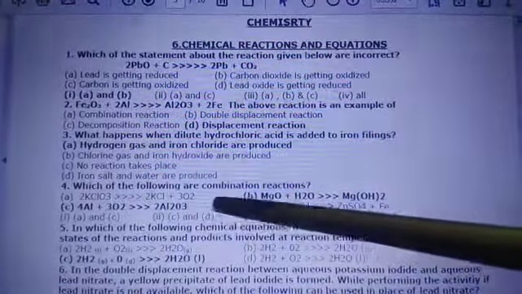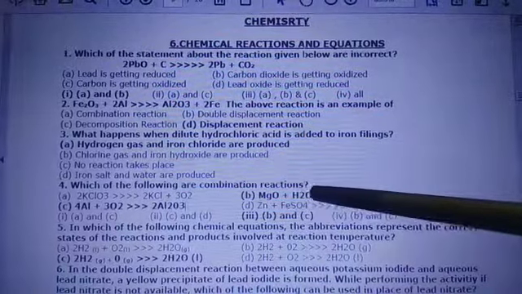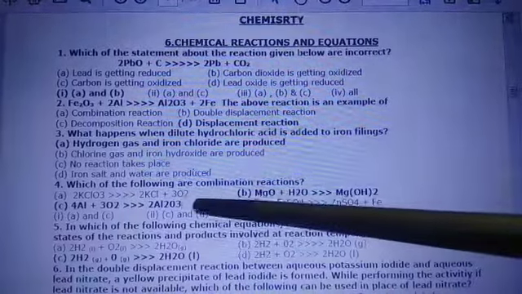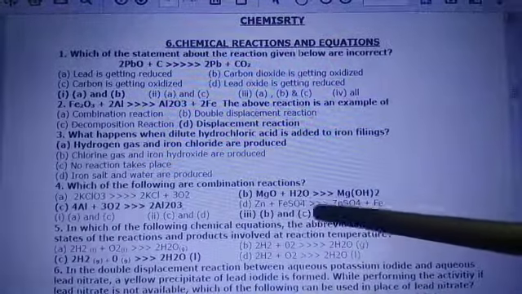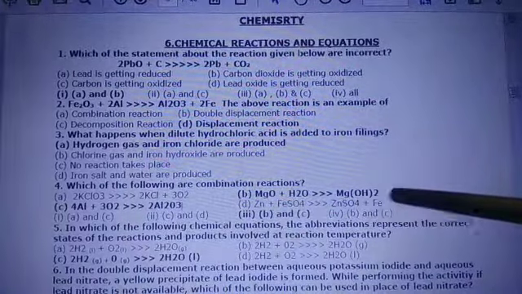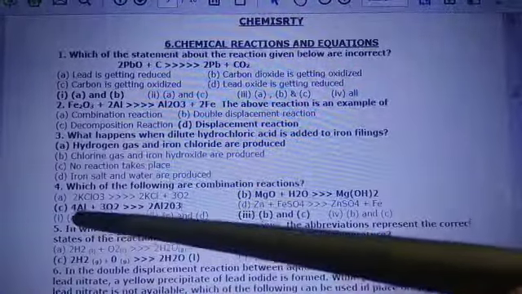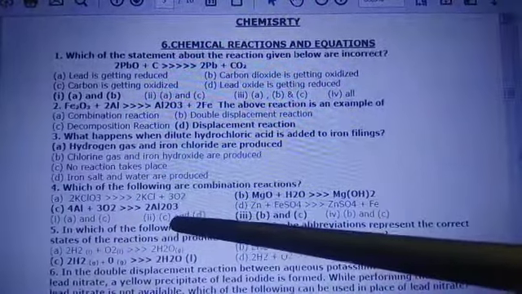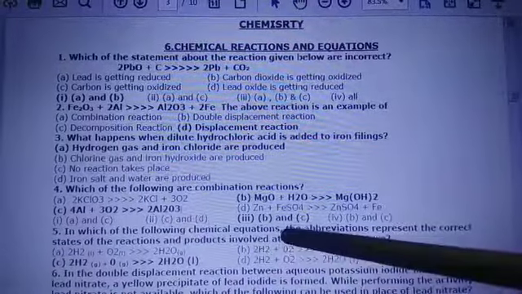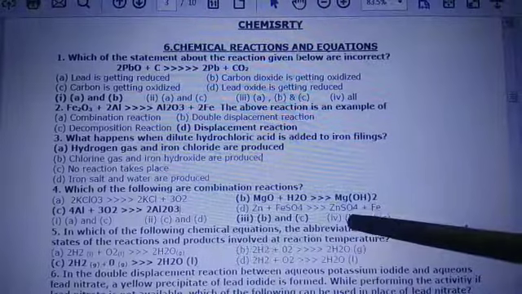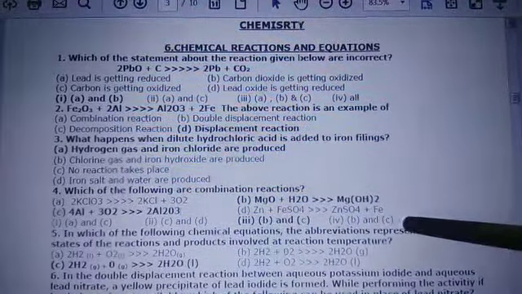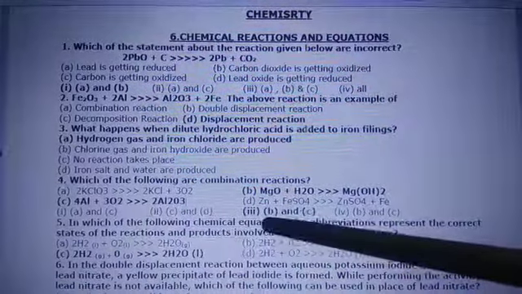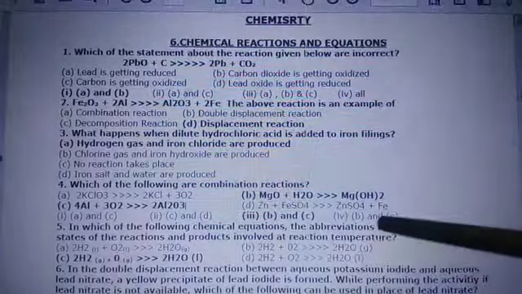Fourth question. Which of the following are combination reactions? A. 2KClO3 gives 2KCl plus 3O2. B. MgO plus H2O gives Mg(OH)2, magnesium hydroxide. C. 4Al plus 3O2 gives 2Al2O3. D. Zn plus FeSO4 gives ZnSO4 plus Fe. First A and C, second C and D, third B and C, fourth B and C.